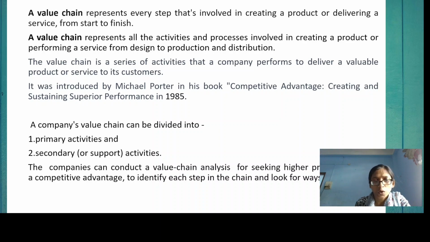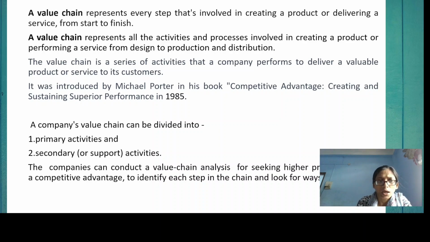from start to finish. Whenever we do a business, we need to do certain kinds of activities, starting from procurement of our raw material until we deliver the product. Of course, after delivery also there are some activities we need to perform. Why do we do this? It adds value to our customer, and of course it helps in reducing the cost.